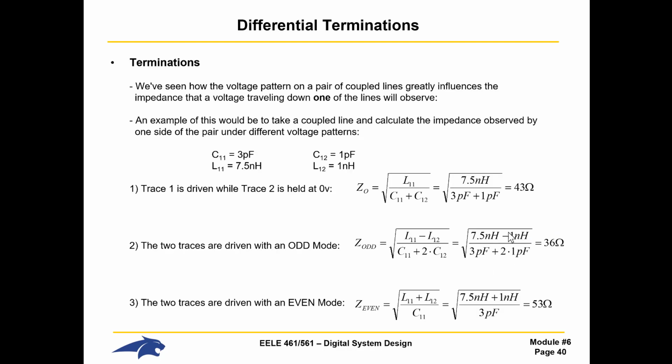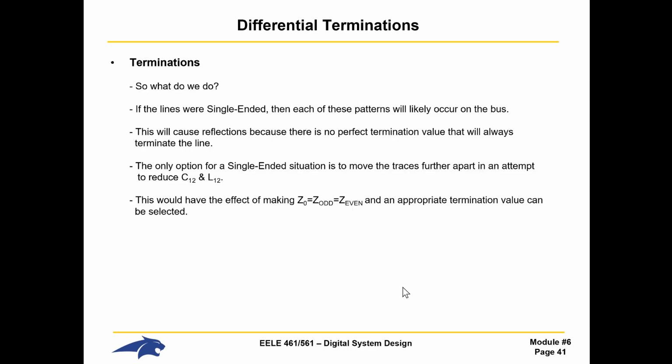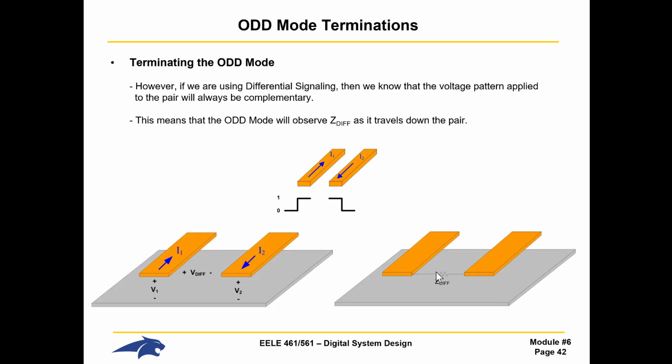How would we terminate this? Well, remember at the beginning we asked, what does a single line look like when its neighbor's messing around with it? Z naught is some value. It's got Z odd and Z even. First and foremost, we don't have Z naught anymore. We only have Z diff and Z common, which are made up of Z odd and Z even. So we need to try to terminate both. We are going to come up with some scheme to terminate a differential mode and also a common mode. So let's start with the differential mode, or we can call it the odd mode.